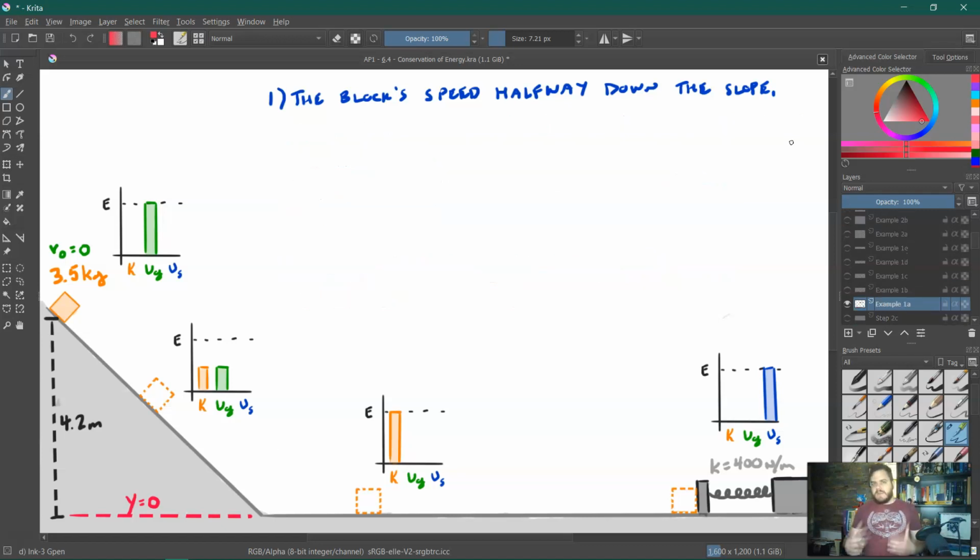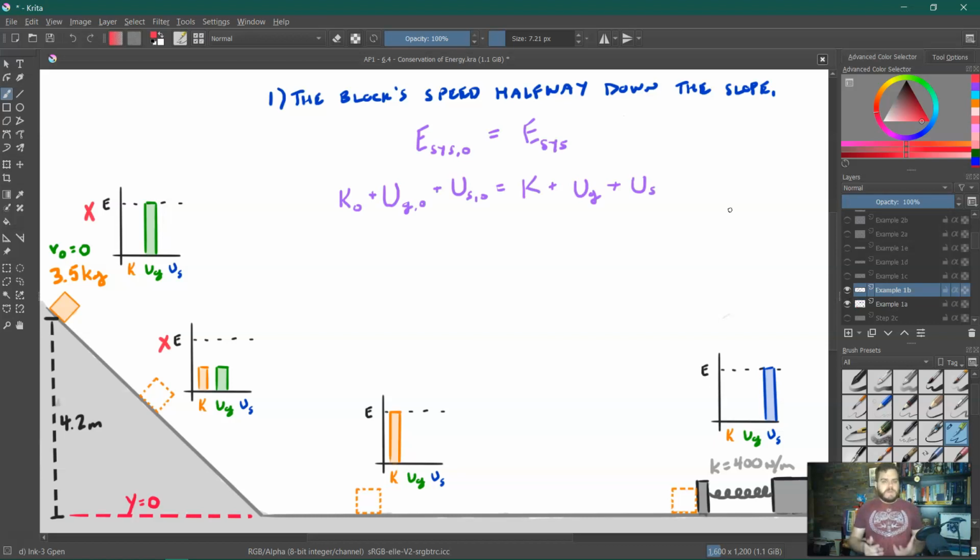Well, now that we've set these up, what was the first thing we were asked to determine? The block speed halfway down the slope. So that means I care about this moment here and that moment there. I don't need to worry about these other two moments. I'm only caring about the initial setup and our setup when it is halfway down the slope. So let's say the energy of our system is going to be conserved. So the initial total mechanical energy will equal the final total mechanical energy. And I'm going to write out K naught plus UG naught plus US naught equals K plus UG plus US.